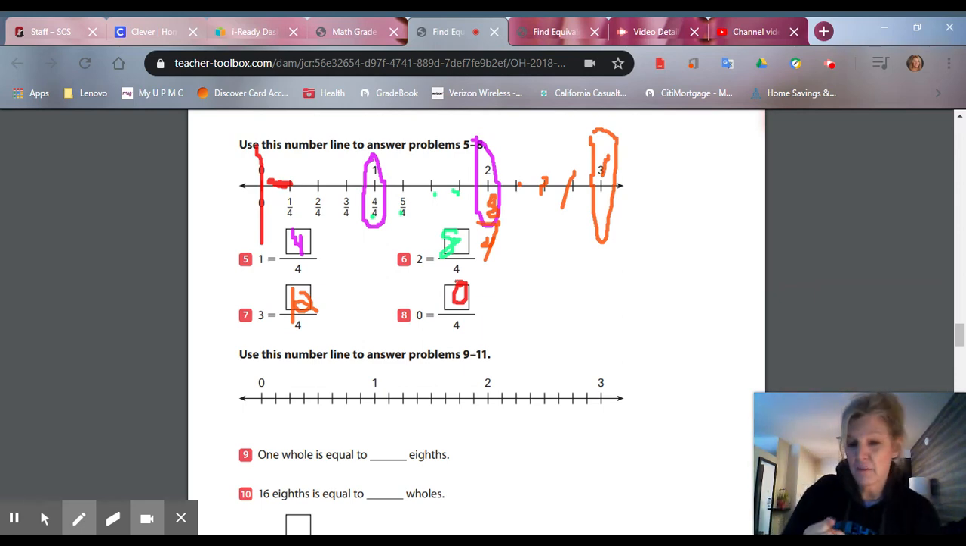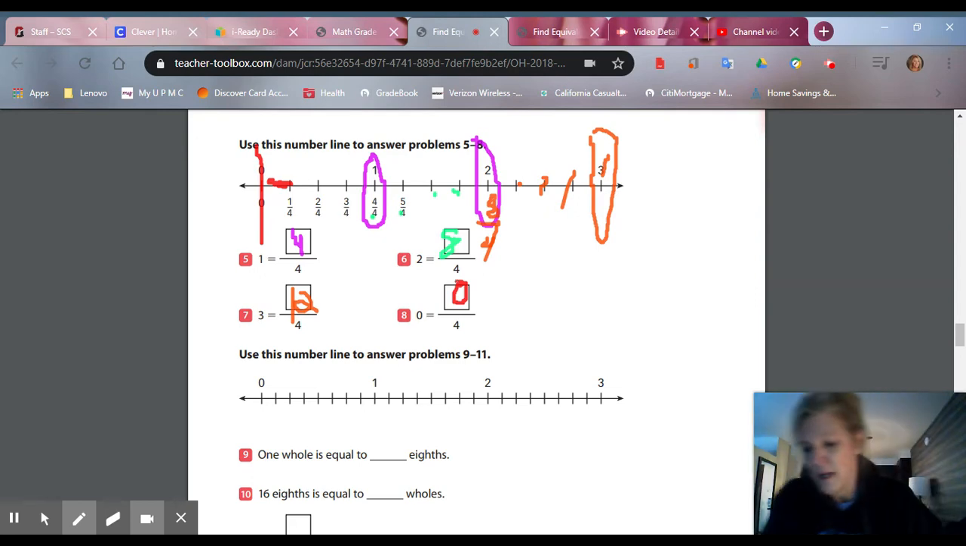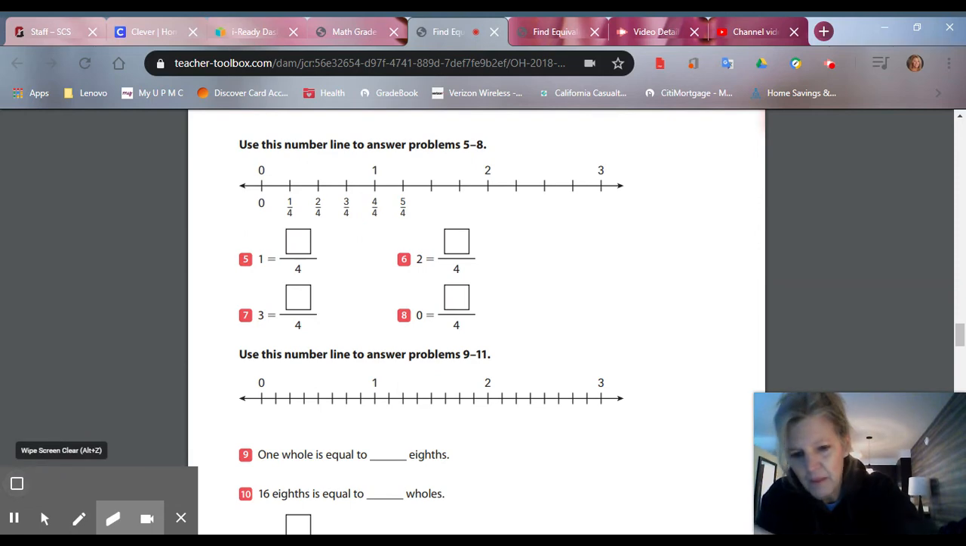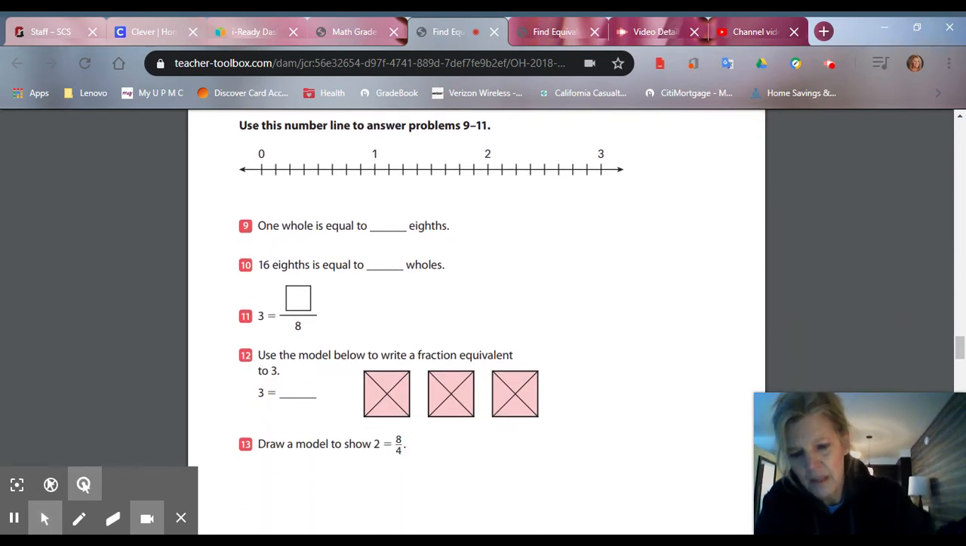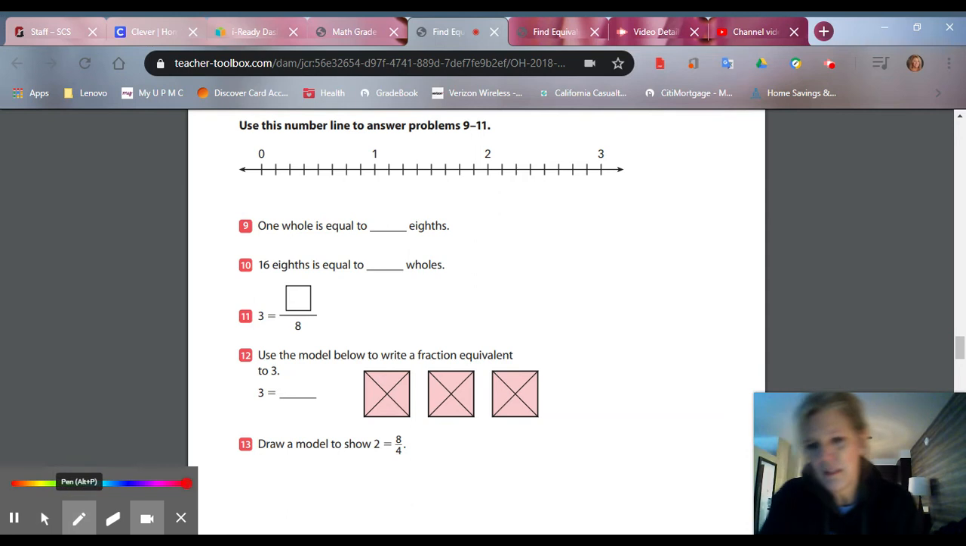Let's take a look at the number line they gave you to answer problems 9 to 11. Excuse me. But this one they didn't label as much. So you're going to have to probably do more labeling is my guess. All right. Number 9. Let's take a look at the number line first.